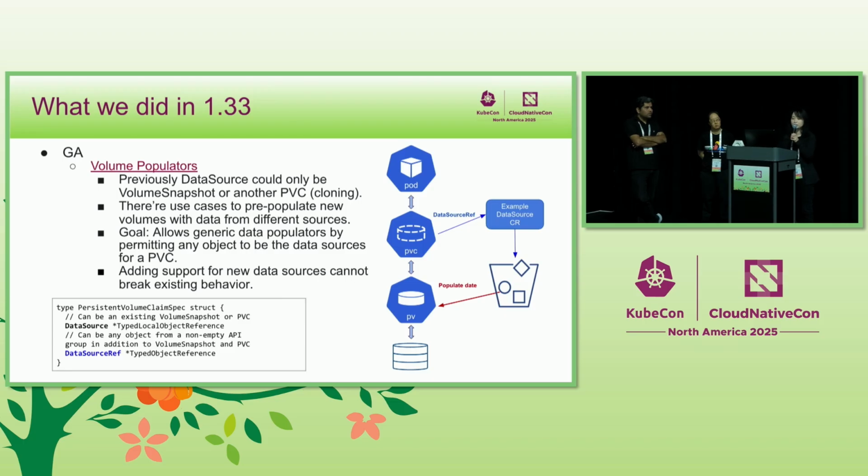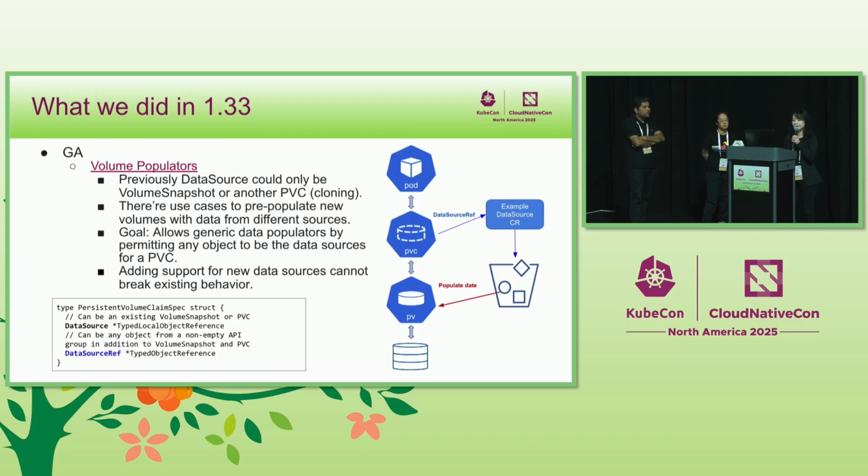That's why we introduced this feature that allows generic data populators by permitting any object from the data source for a PVC. We introduced a new data source ref field. If the original data source is specified, it will be copied to the new data source ref field. The original data source will always be supported.